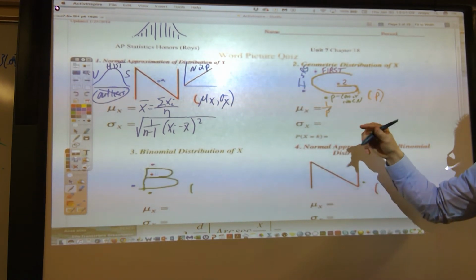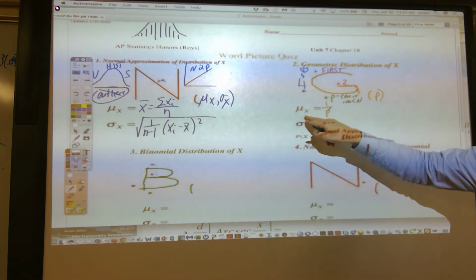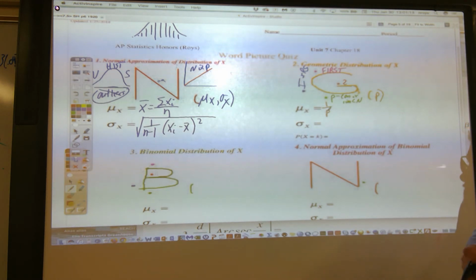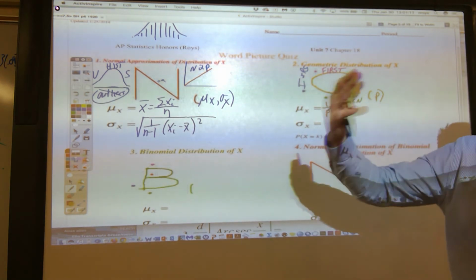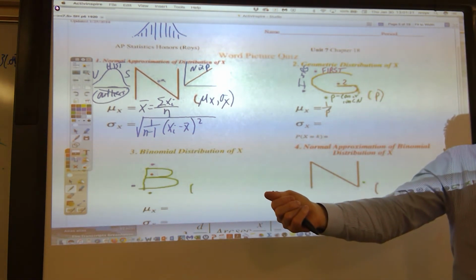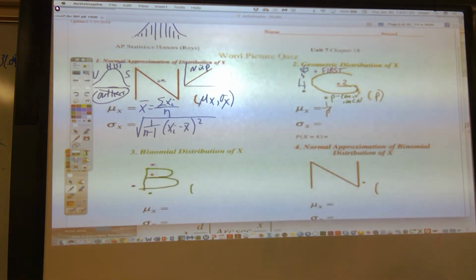Suppose you have a coin. What's the average number of attempts until the first head? It's 1 over 0.5, so 1 over 1/2 is 2. So you would expect to have to toss a coin twice on average to get a head. Sometimes it'll be more, sometimes less, but on average it's 2. That's a formula that you're responsible for knowing.